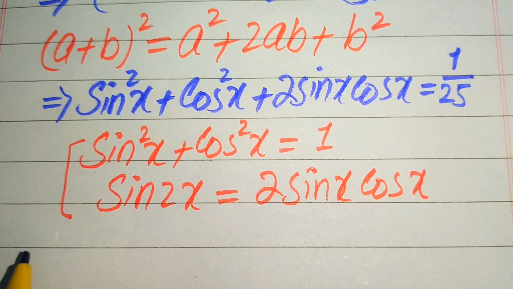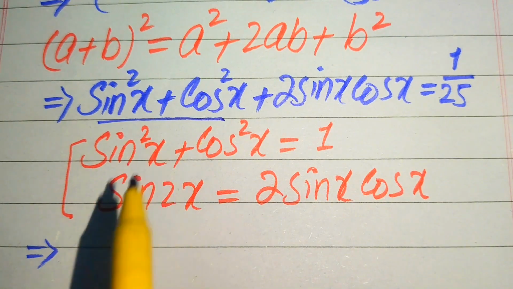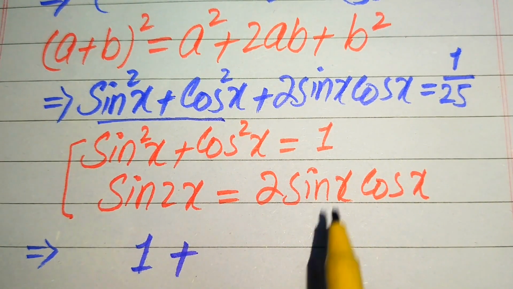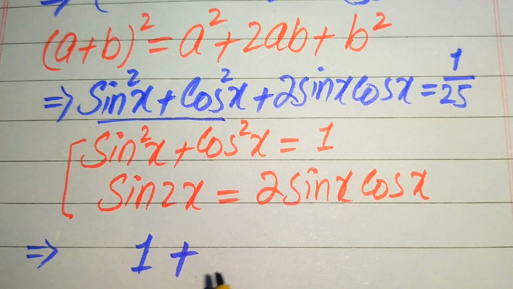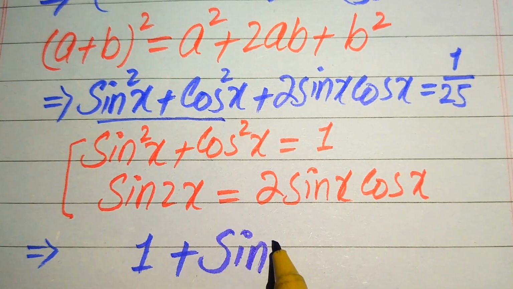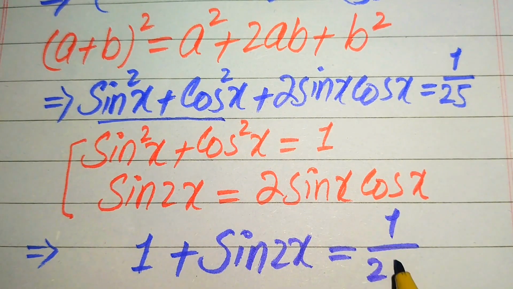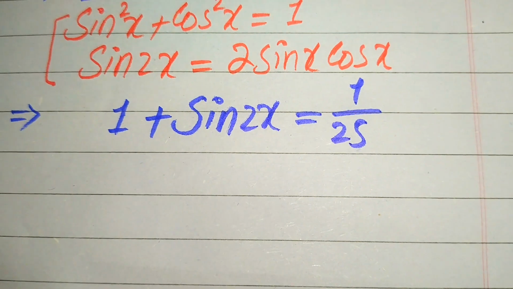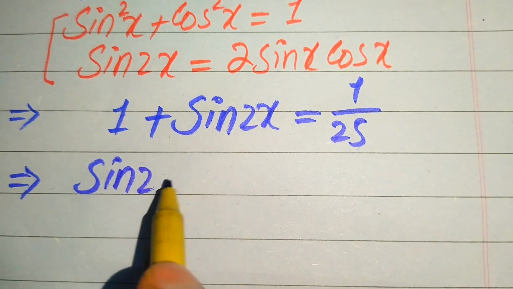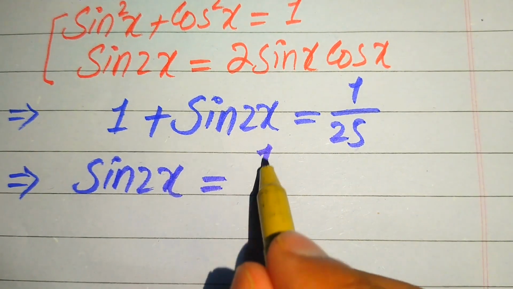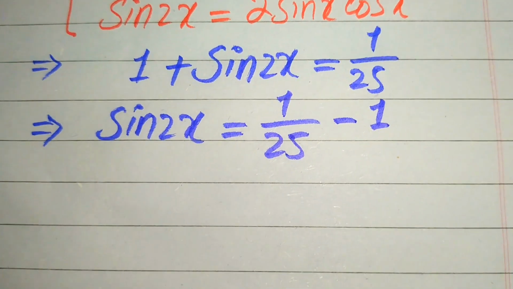So here first we replace this term with 1, and it will be written as 1 plus 2 times sin x into cos x, and according to this formula it will be written as sine of 2x is equal to 1 divided by 25. Further, in the next step we move this plus 1 from the left hand side to the right hand side, and this becomes sine 2x is equal to 1 divided by 25 minus 1.